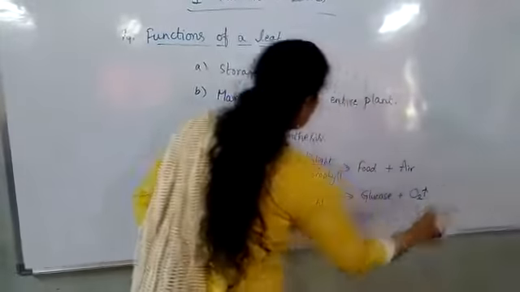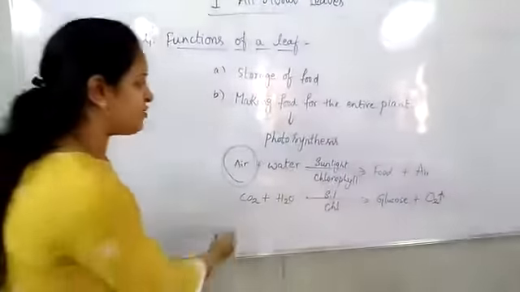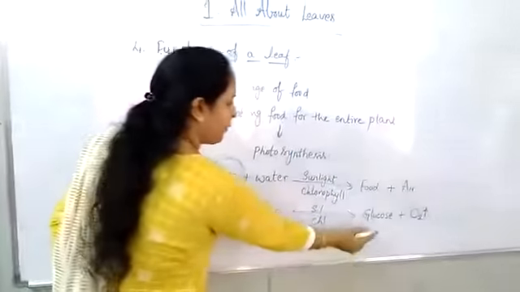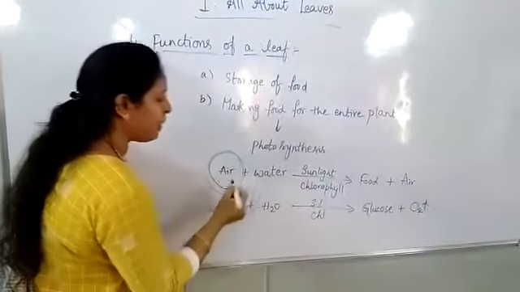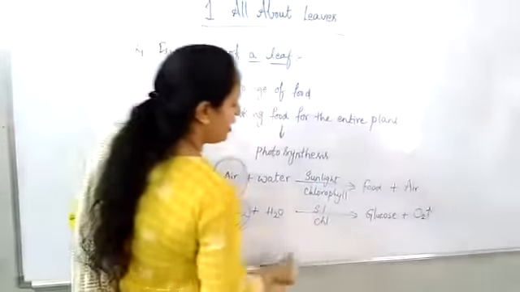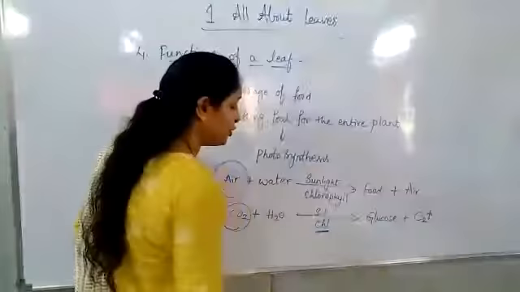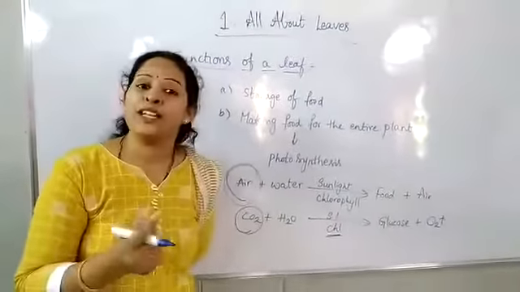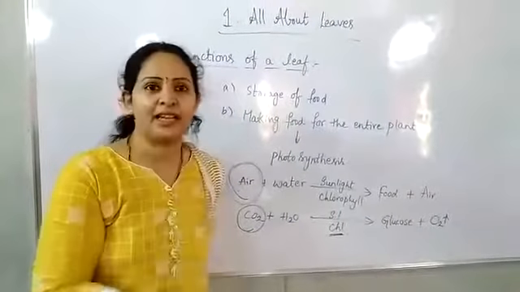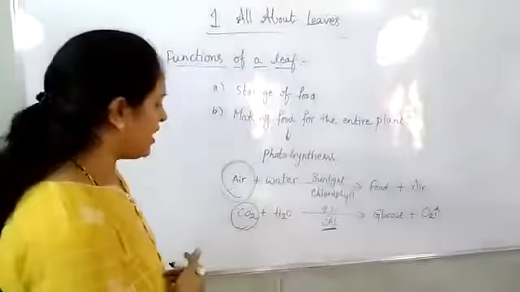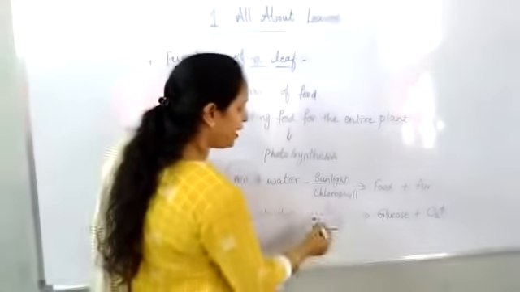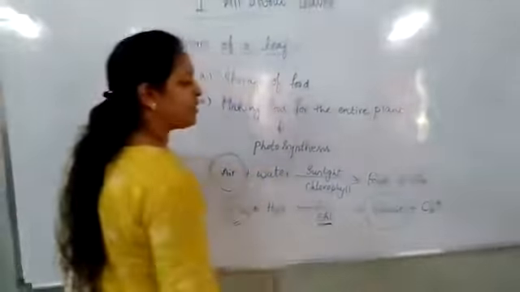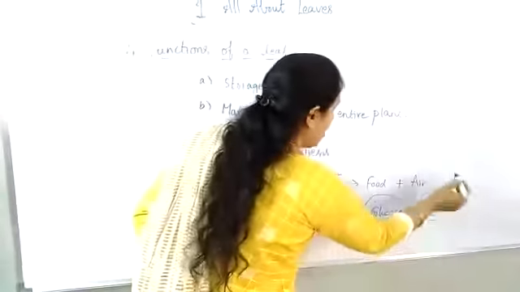That's why we get oxygen from the plant. In this way, through photosynthesis, we get oxygen from the plant. The plant uses carbon dioxide to make the food. Here one more new word came. What is it? It is chlorophyll. What is chlorophyll? Chlorophyll is a pigment. It gives the green color to the leaves. Now understood? So H2O in the presence of sunlight and chlorophyll, the plant makes food, makes glucose, and it releases oxygen.